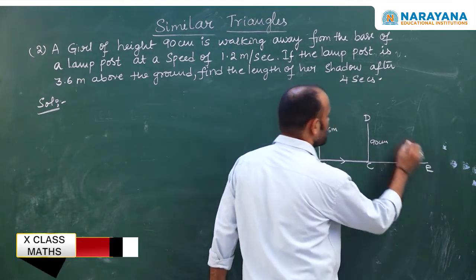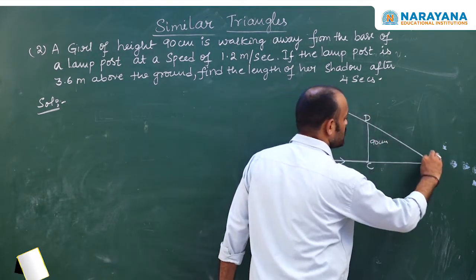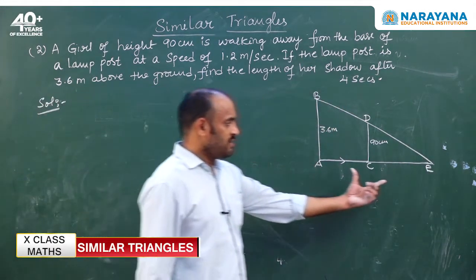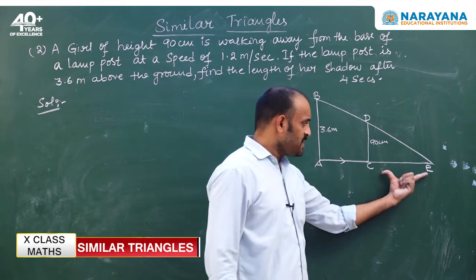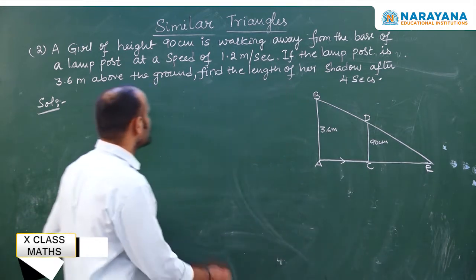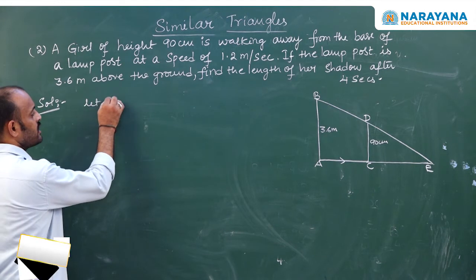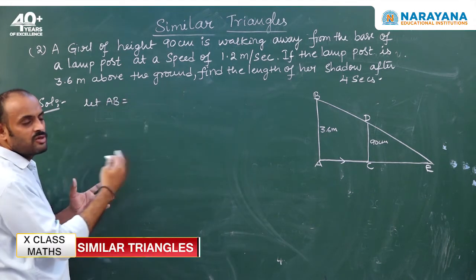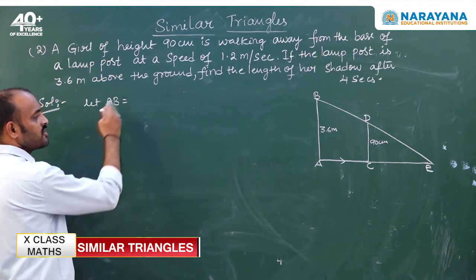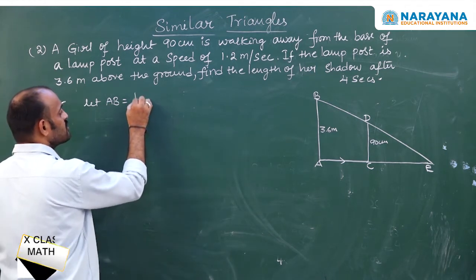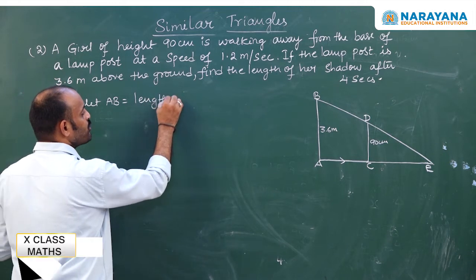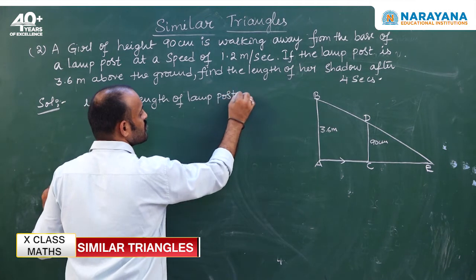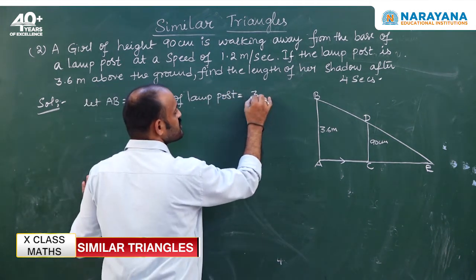Let CE be the length of her shadow. This part we need to find out. First, let me write what we have assumed, the dimensions for which we drew the figure. AB is equal to the length of the lamp post, which is 3.6 meters.